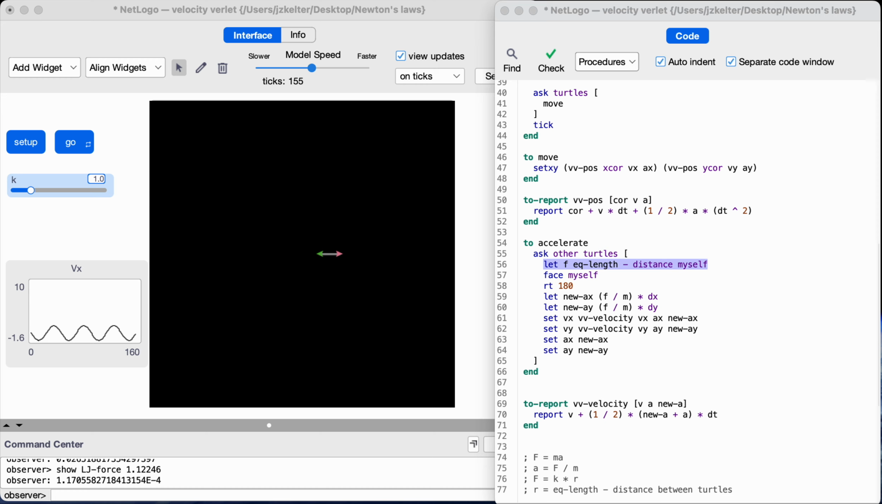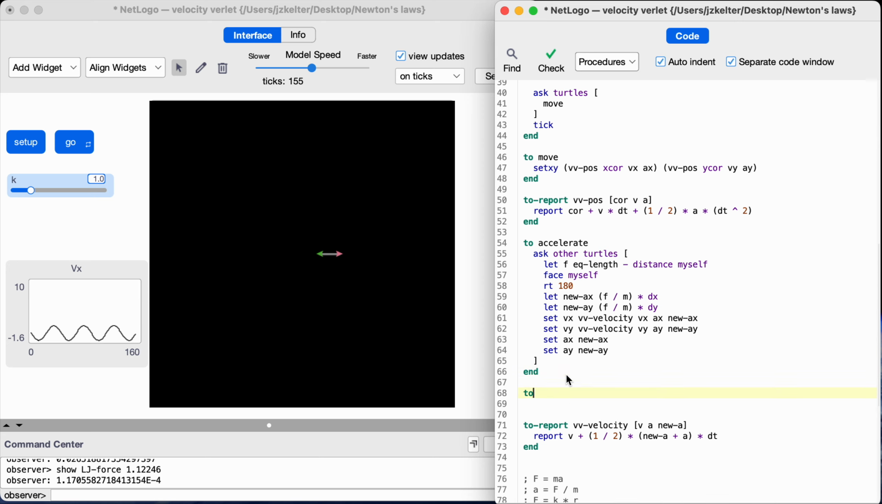Okay, so going back to our code, this is the line we want to change because this is our force. And so I'm going to make a new reporter here, and I'm going to call it LJ force, and there's going to be an input, which is r, the interatomic distance. And I'm just going to put in that function that we just saw. It's going to look a little different in the code, but it's the same function.